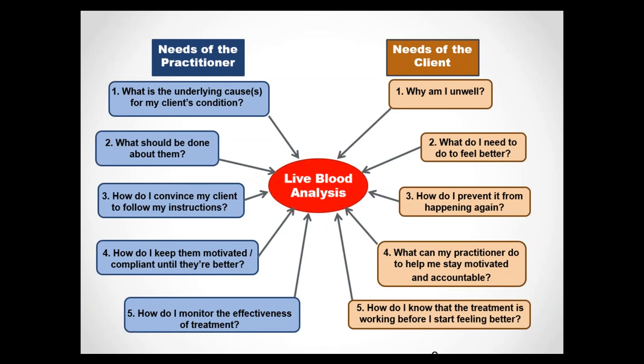So this makes live blood analysis a very useful and powerful tool in prevention. So it's really valuable for people who want to be more proactive about their health. Perhaps one of the most important benefits of live blood analysis is the impact that it has on a client. People can actually get quite anxious about what they find in their blood.